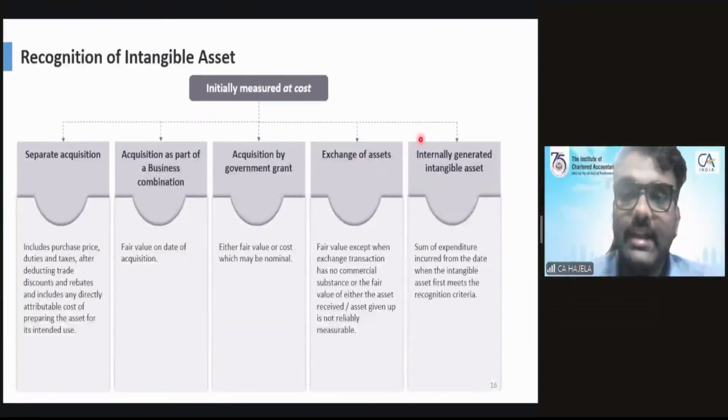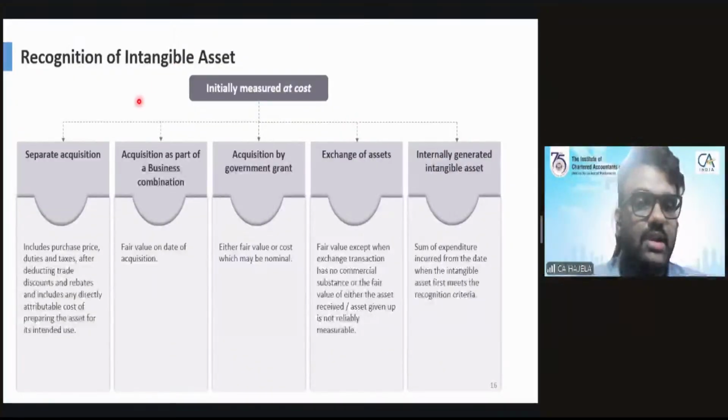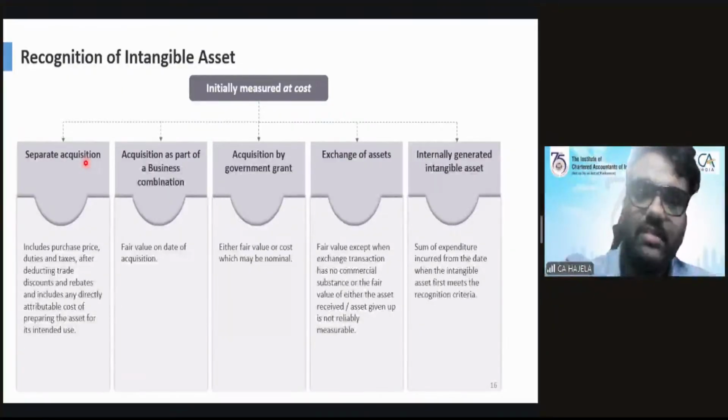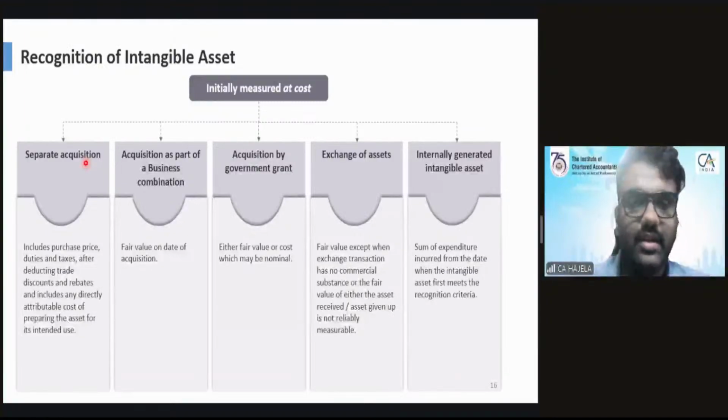Or is it an internally generated intangible asset? These are 5 different ways of acquiring an intangible asset. Let's talk about the most simple, most straightforward, plain vanilla example of separate acquisition. I purchased a SAP license, right?